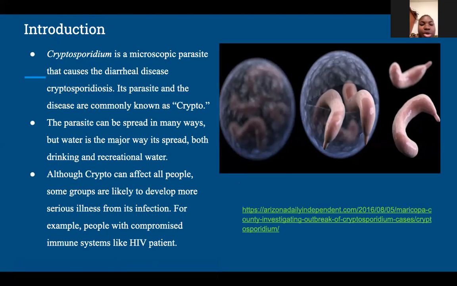Although crypto can affect all people, there are particular groups that are affected more, like immunocompromised people, such as people with HIV, or, as we read in our transplant paper, people who had a transplant and are on immunosuppressants, so they're at higher risk for developing this disease.